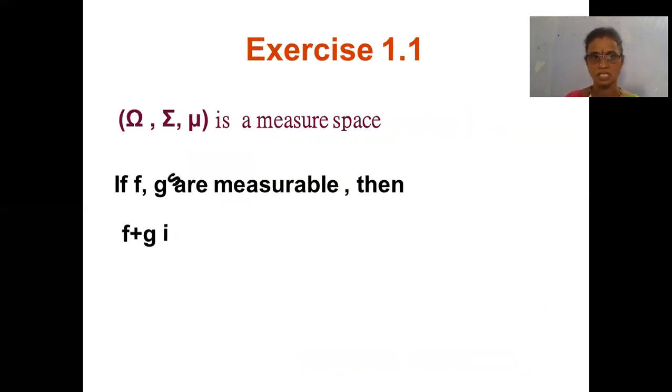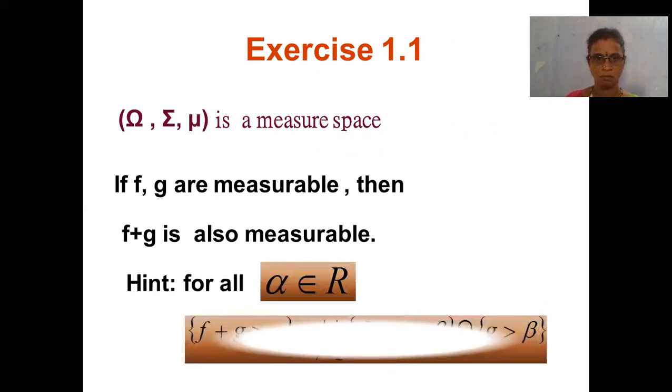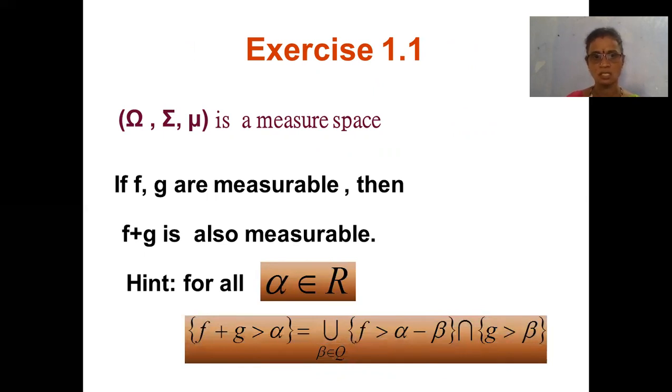Next, we are going to see one problem. Omega, sigma, mu is a measure space. If f comma g are measurable, then f plus g is also measurable. Here we have to take for all alpha belongs to R. The set f plus g greater than alpha equal to union over beta belongs to Q of the set of all f greater than alpha minus beta, intersection the set g greater than beta.